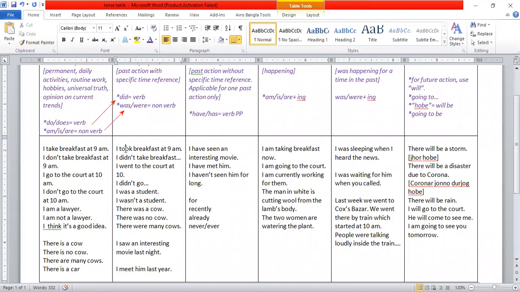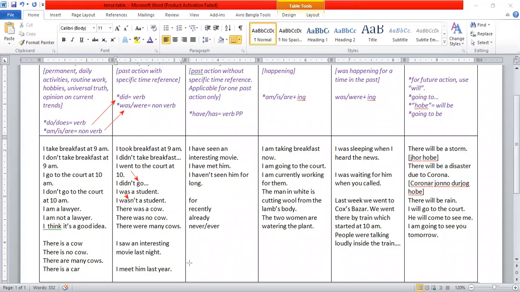And if you want to make it negative, like I took breakfast at 9 a.m., so what should you say? Should you say I was not take? No, that would be wrong because take is a verb. So you should say I did not take. In this case, even if you use did, the moment you use did, this verb is not changed. That will be in present form. I went to the court at 10. I didn't go to the court at 10. The moment you say did or did not, the past form of verb turns into present form. All right. And if it is a non-verb, was a student, just add not, was not a student.